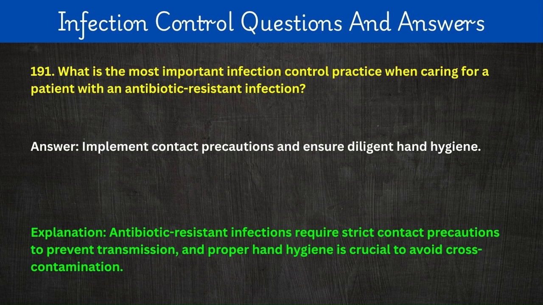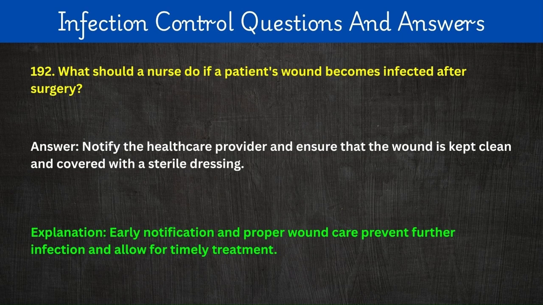Answer: implement contact precautions and ensure diligent hand hygiene. Explanation: antibiotic-resistant infections require strict contact precautions to prevent transmission, and proper hand hygiene is crucial to avoid cross-contamination. 192. What should a nurse do if a patient's wound becomes infected after surgery?